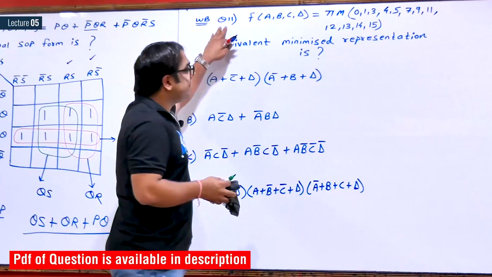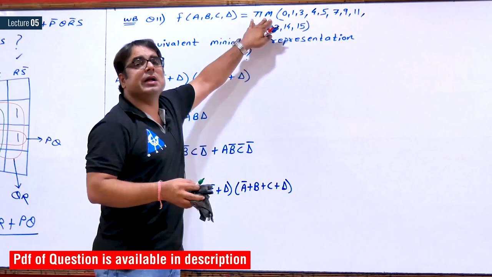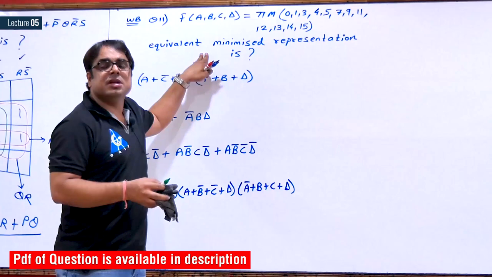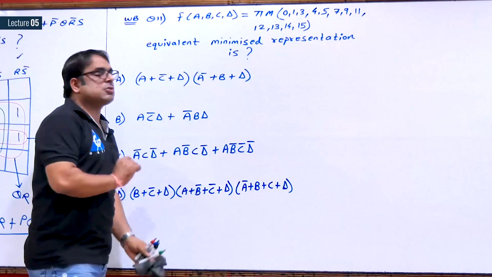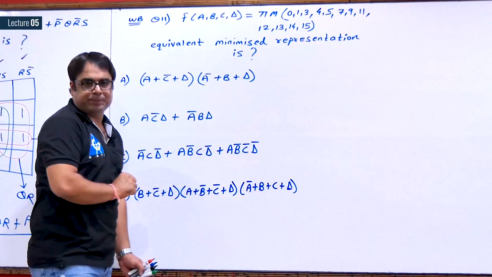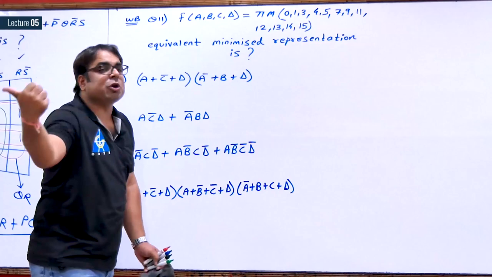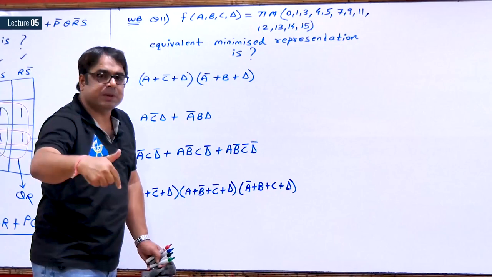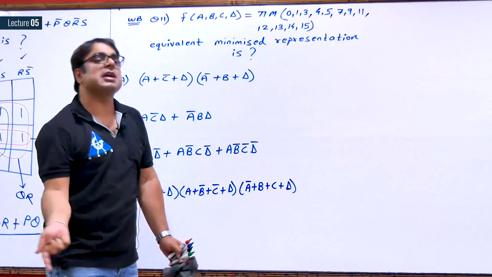Workbook question number 11. Function is given in the form of max term list. Equivalent minimized representation is what we have to find out. See, what is the problem with this question? Two options are of POS form, two options are of SOP form. Let's say I started with SOP and the correct answer is of POS form. Then I will have to make POS KMAP also.